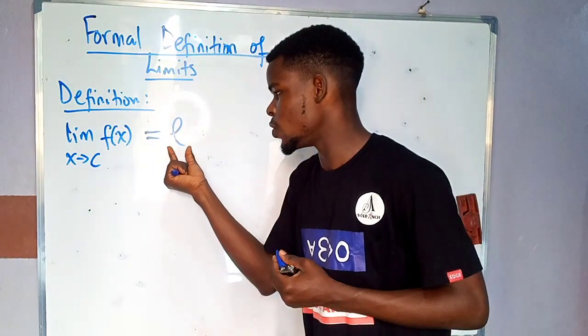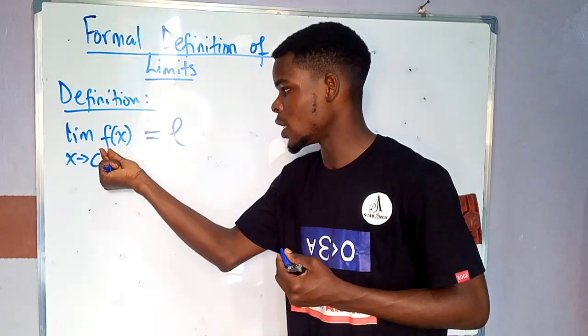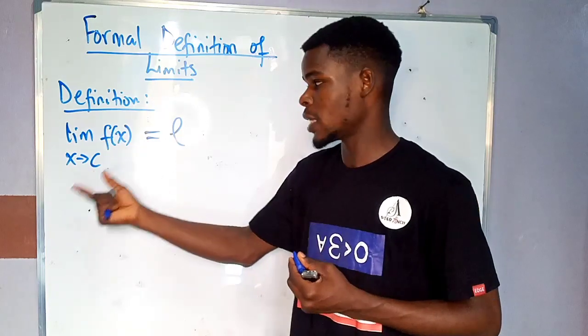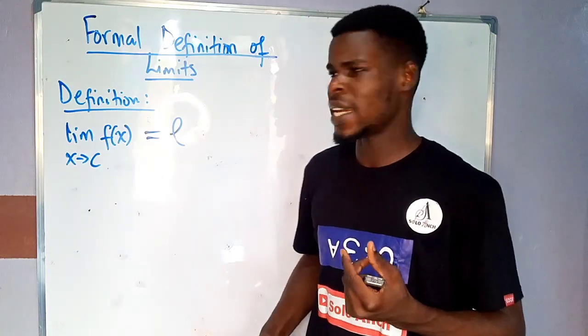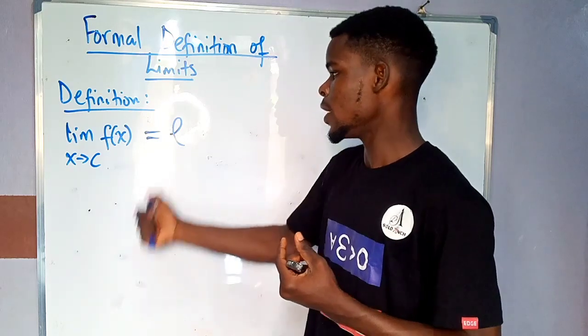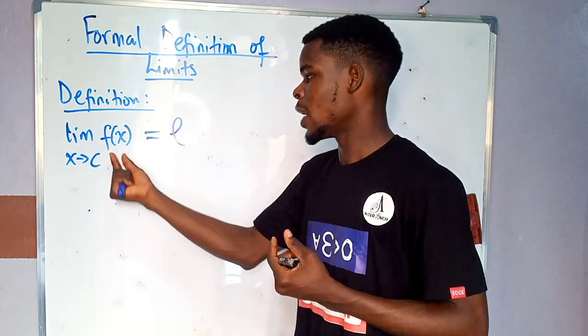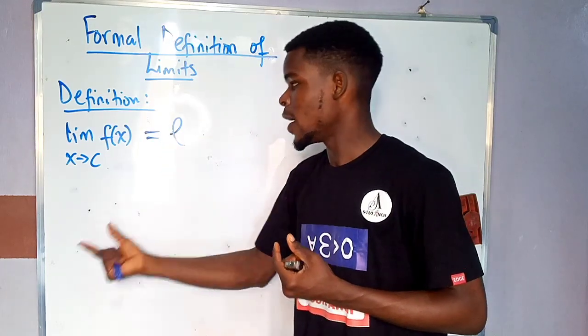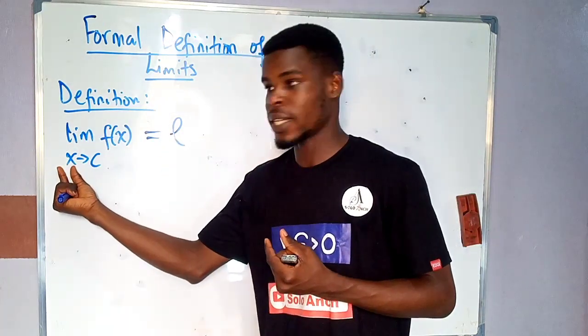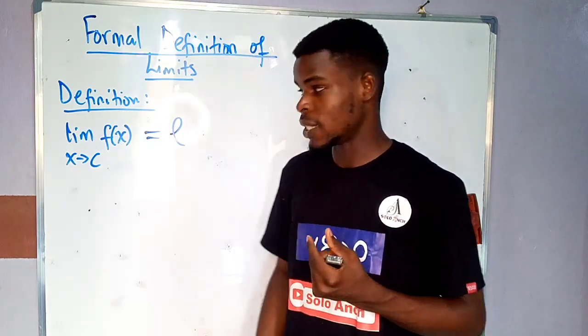So we could say that the unique real number L is called the limit of the function f of x as x approaches c, where f does not need to be defined at c, if the value of the function gets arbitrarily close to L as our input value x gets sufficiently close to c.